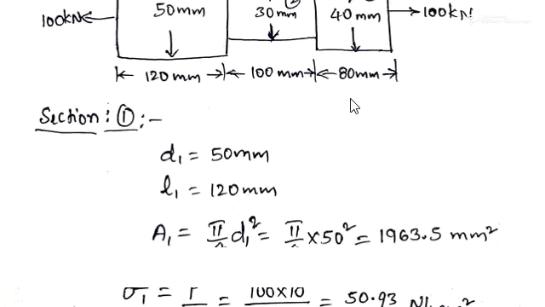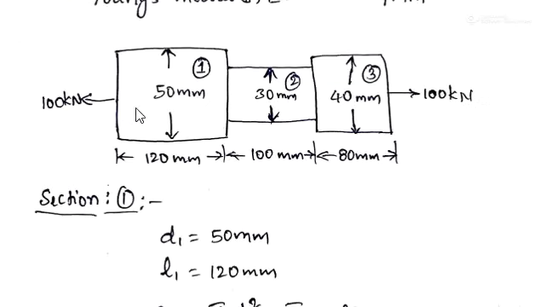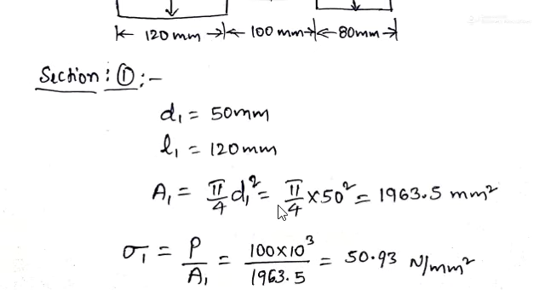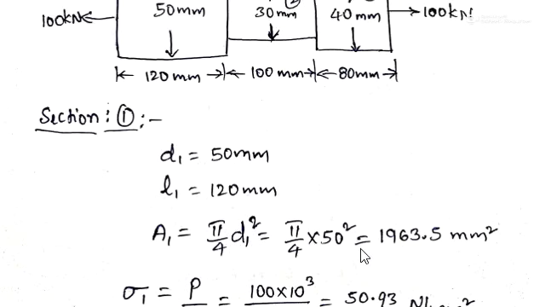If you consider the first part or first section, the diameter is 50 mm and the length is 120 mm. Here we have to find the area to find the stress. The area of a round or circular cross section is given by pi by 4 d square. For part 1 it is d1 square, with d1 equal to 50 mm. When you substitute that and simplify, we get the area for the first section as 1963.5 mm square.